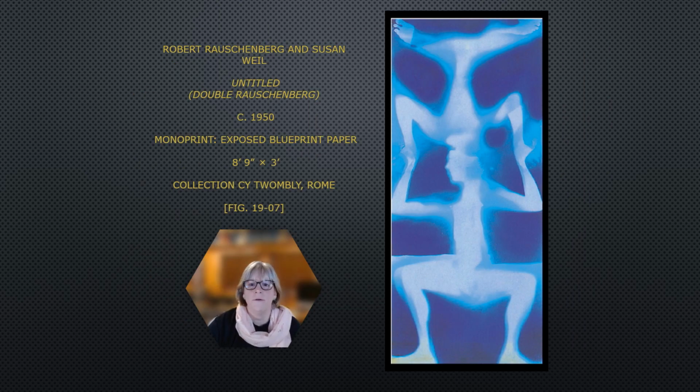Robert Rauschenberg was one of the leading artists in the American pop movement. Rauschenberg was one of the few artists that could take any material and turn it into art. During the 1950s, he used photography in one aspect or another in many of his works. This is a monoprint on exposed blueprint paper created by Robert Rauschenberg and his wife Susan Weil. It was a short-lived marriage that lasted from 1950 to 1953.